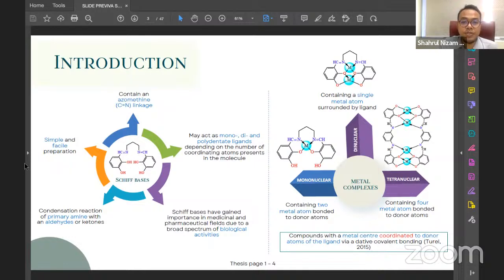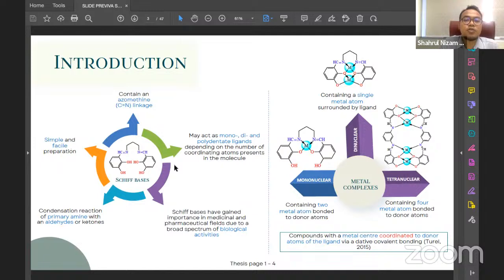We choose Schiff base because we believe it is a good pharmacophore. With the presence of the C=N bond, it will help us a lot in the biological activities later. And we know that it has a very simple and facile preparation, easy to prepare, meaning when you have a Schiff base, it's easy for you to complex it with any metal ions. And it has been proven so for so many years, in so many applications.